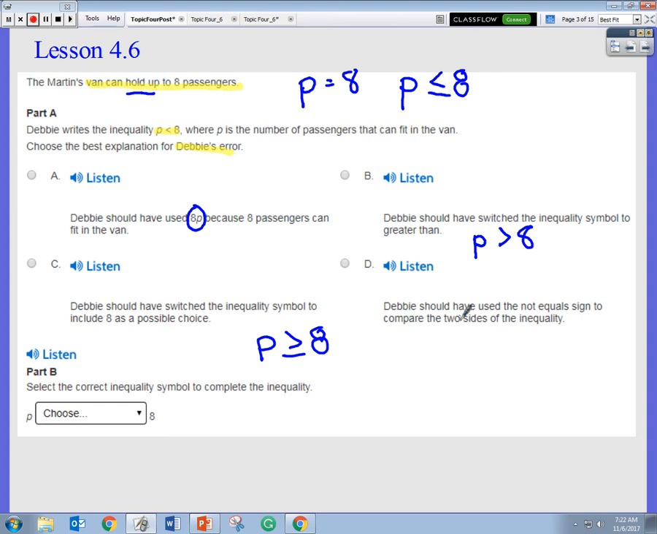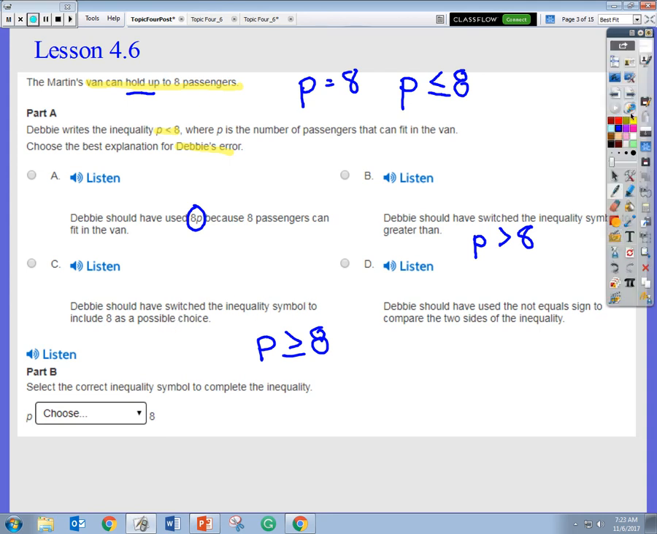Debbie should have not used the equal sign to compare the two sides of the inequality. Let's see here. Debbie should have not used equal signs. Well, she did not use equal signs. We can't do that. Let's go back to this one. Debbie should have switched the inequality symbol to include 8 as a possible answer choice.